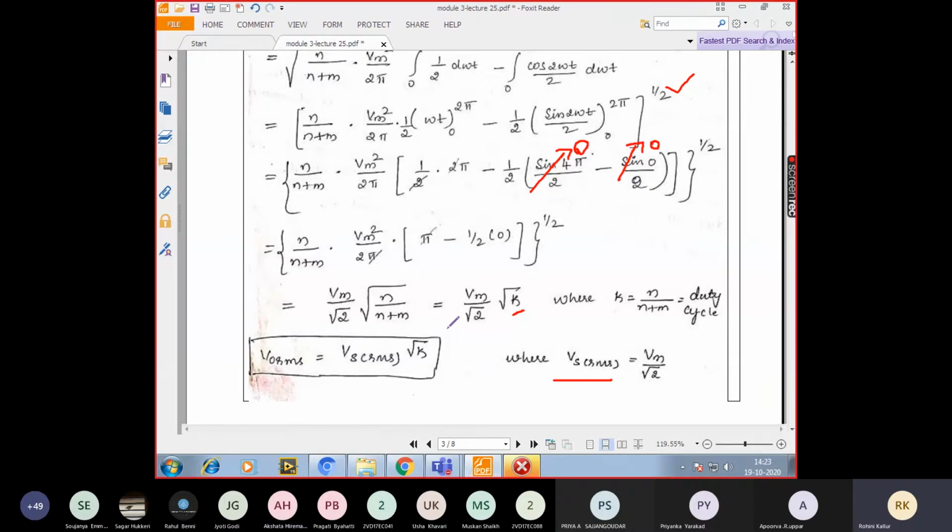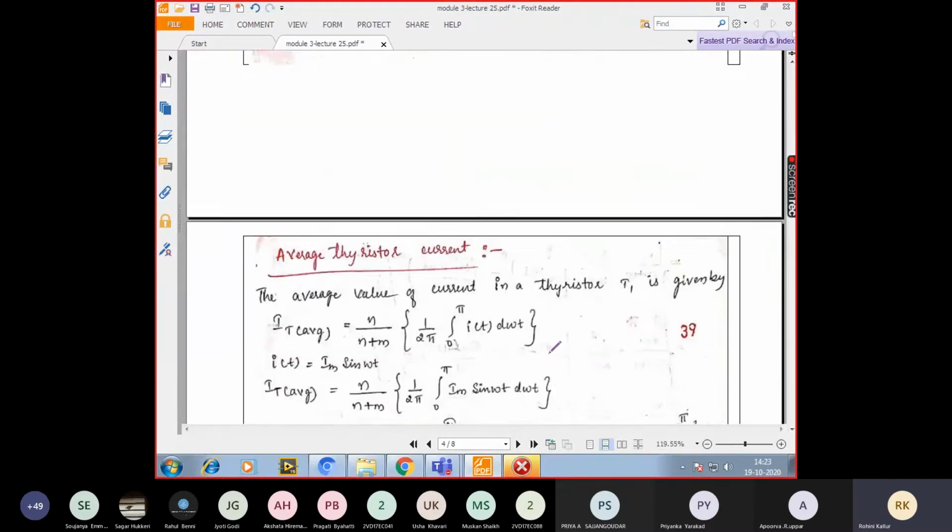Yes, ma'am. So for every AC voltage controller, you need to be calculating RMS output voltage, average thyristor current, RMS thyristor current, then average DC voltage, and the load power factor, and then load power. All this you need to be calculating. Okay, for every circuit, waveform plus all these derivations need to be written. Okay, so let's move to the next one, next derivation.